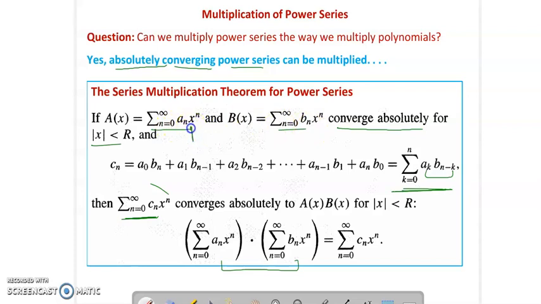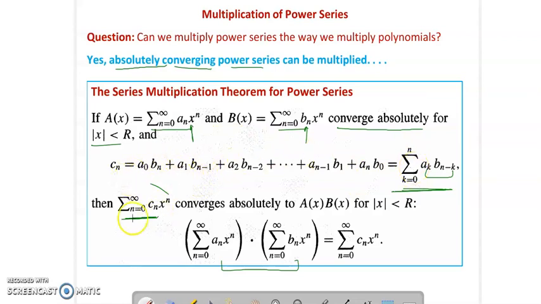Then the second term from here will be a1 times x to the power 1, and the last but one term from here is bn minus 1 times x raised to the power n minus 1. So you will have a1 from here and bn minus 1 from here, and likewise you keep on going like this. So you have a total of n plus 1 terms, right?